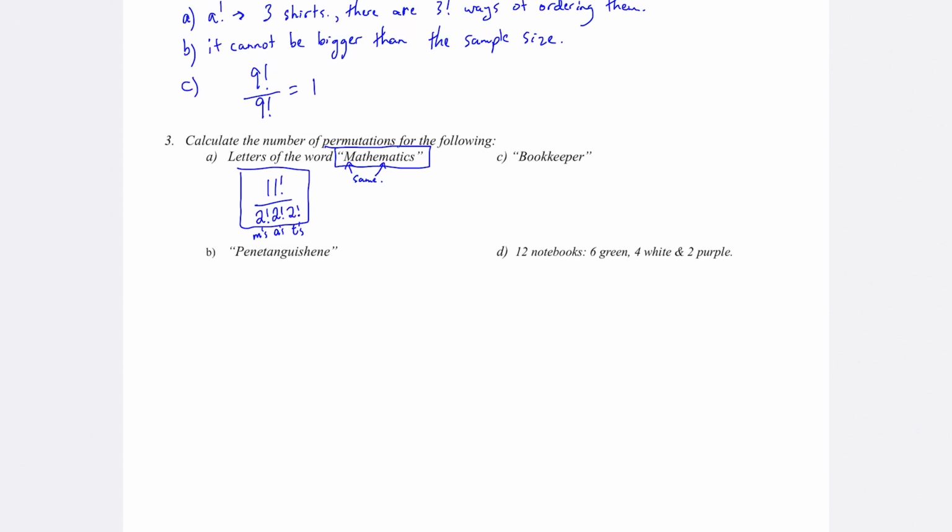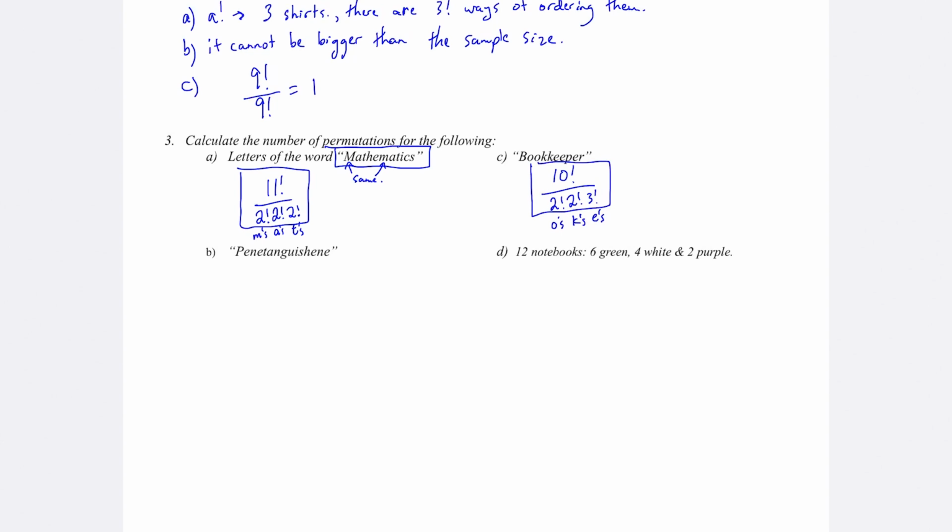Bookkeeper. Again, we look at how many letters are there in the word. So there are 10 letters in bookkeeper. There is only 1 B, but there are 2 O's. Okay. There are 2 K's. And there are 3 E's. And there we have a number of orders for the letters in the word bookkeeper.